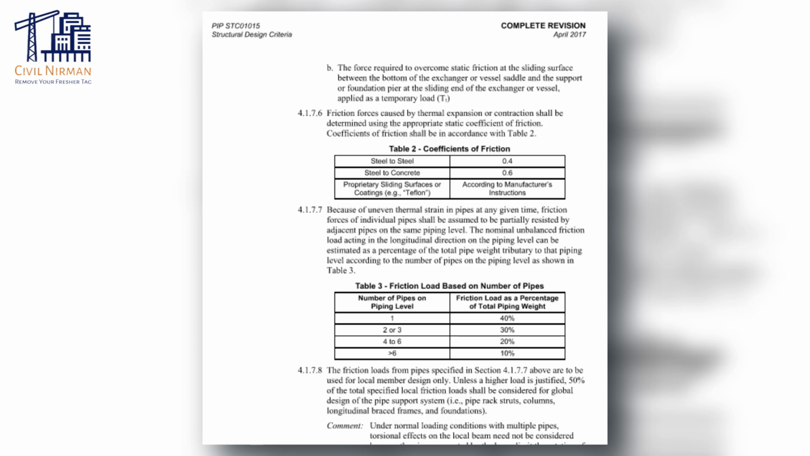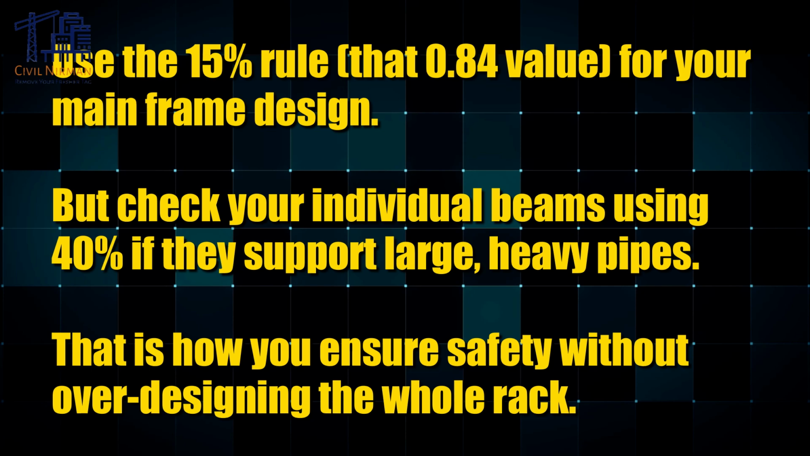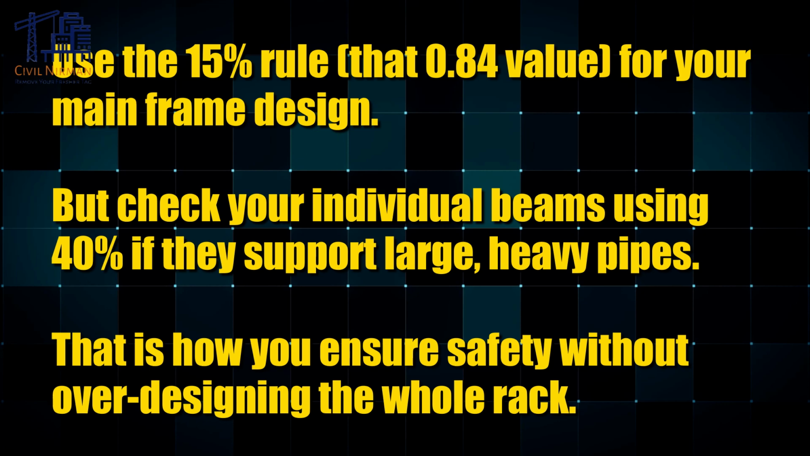and that is nearly triple the force of our rule of thumb. So here is my advice. So basically use the 50% rule, that is the 0.84 value, for your main frame design, but check your individual beam using 40% if they support large heavy pipes. See, this is how you ensure safety without over-designing the whole rack.